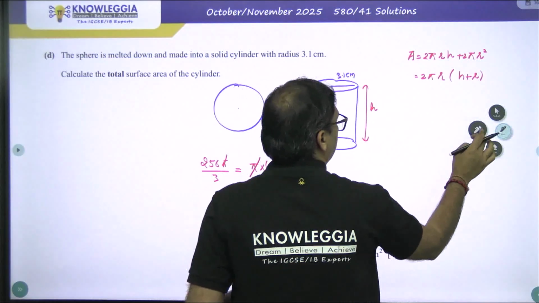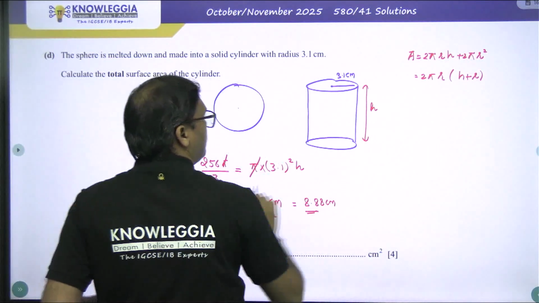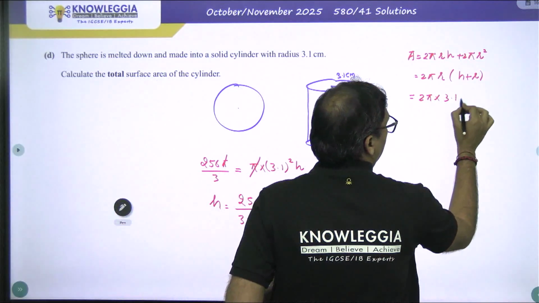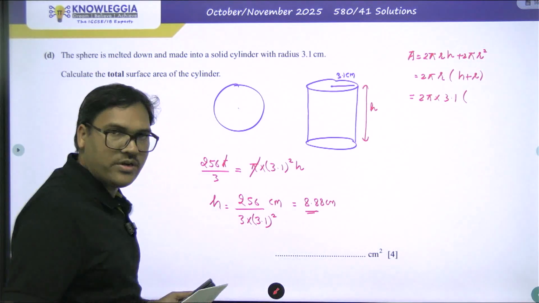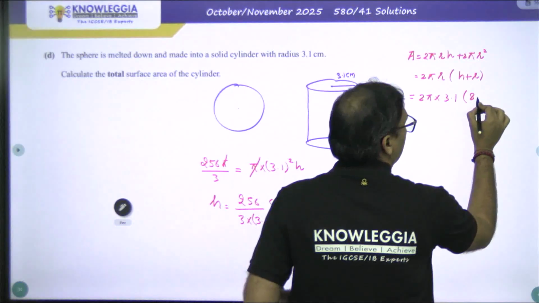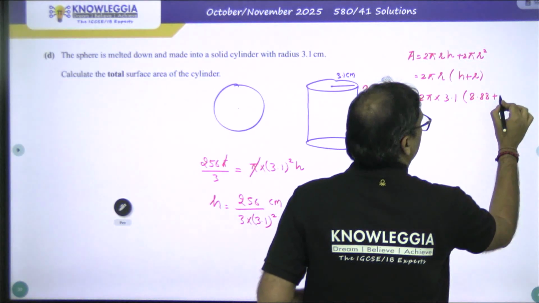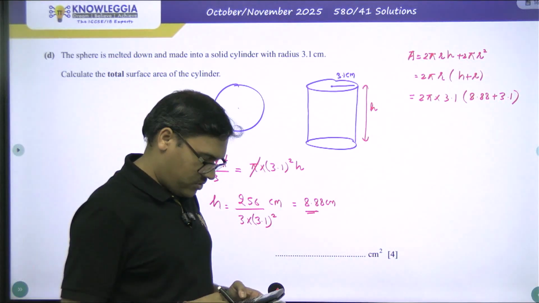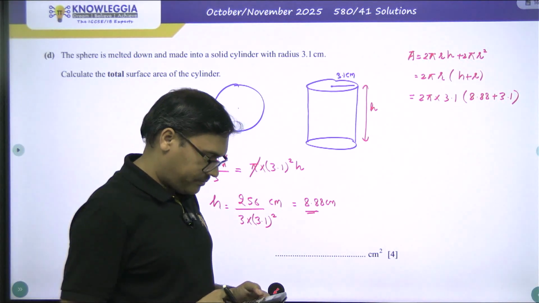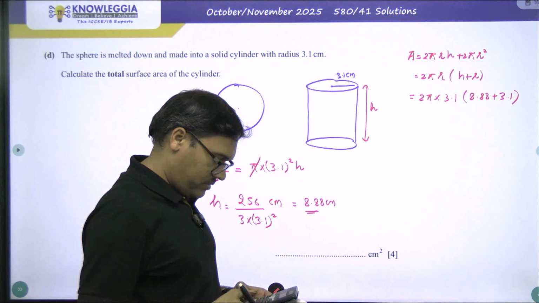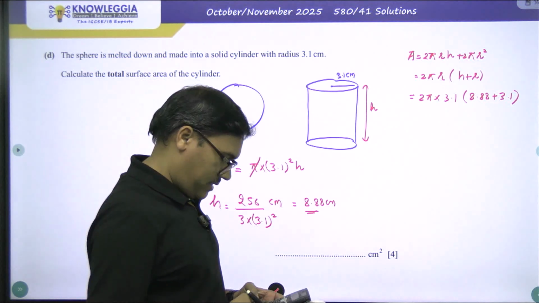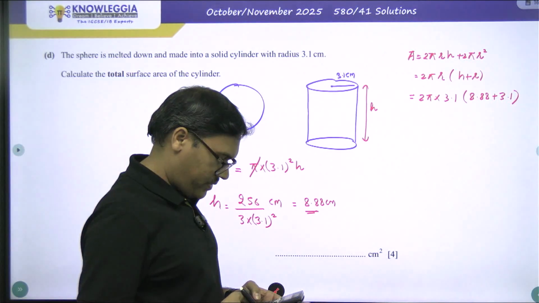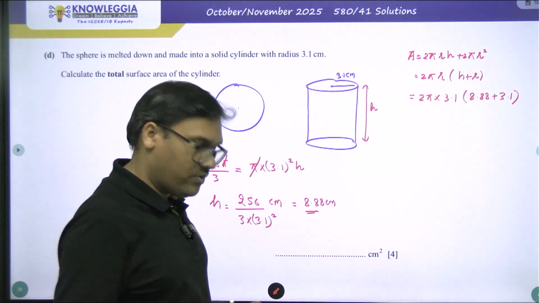So now let's see what is this value. 2 pi r, where r is 3.1, and h we have already calculated, this is 8.88, plus r is 3.1. So now let's check the answer. Let's calculate this: 2 pi into 3.1 into 8.88 plus 3.1. So this is 233.34. That is the correct answer.